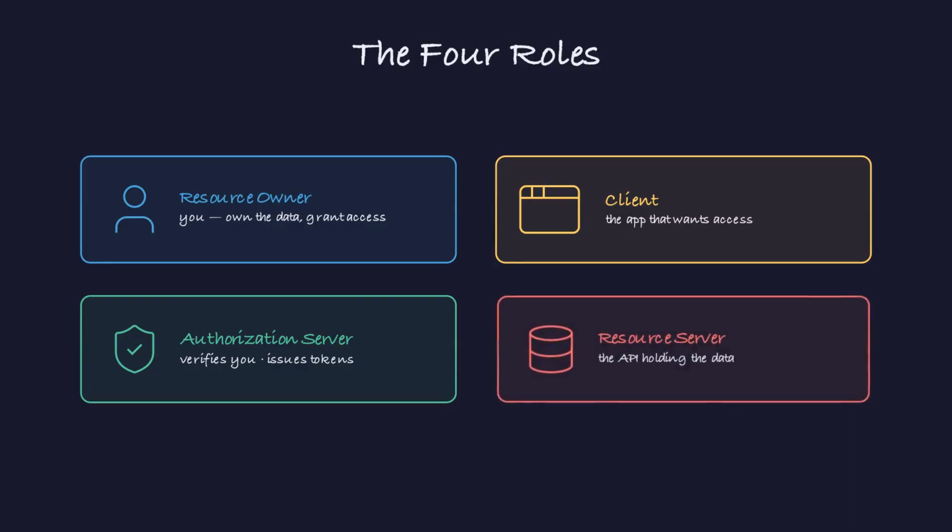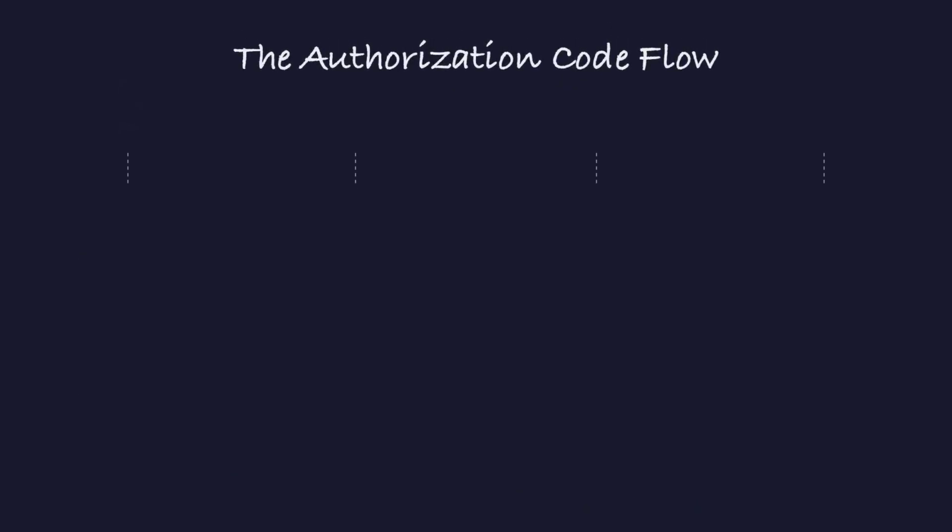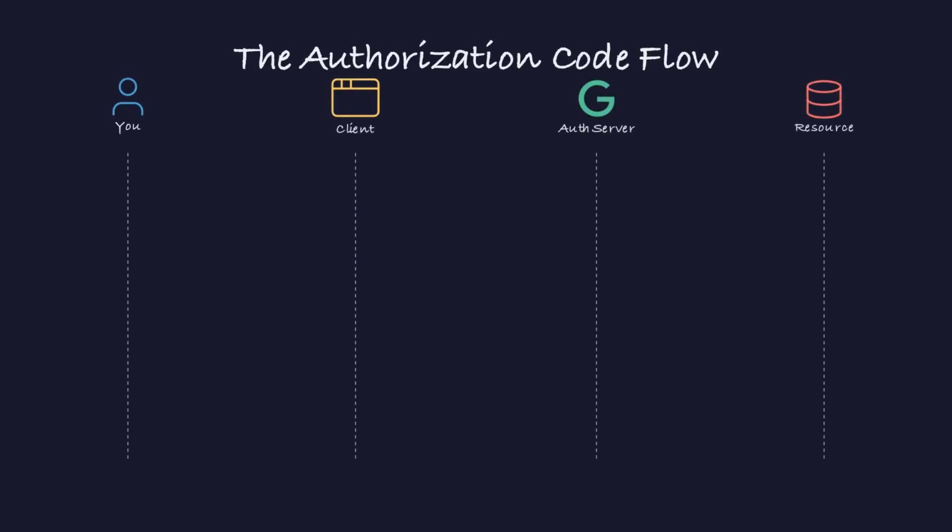Resource server, the API that holds the actual data. Google Calendar's API. And the key insight: the client never verifies your identity directly. It goes through the authorization server. That middleman is everything. Let's walk the authorization code flow, the most common and most secure OAuth flow.